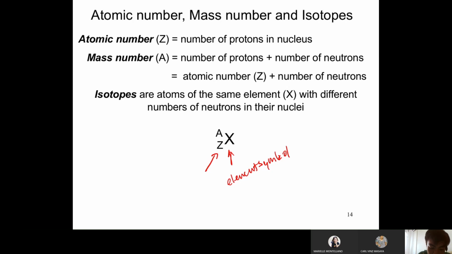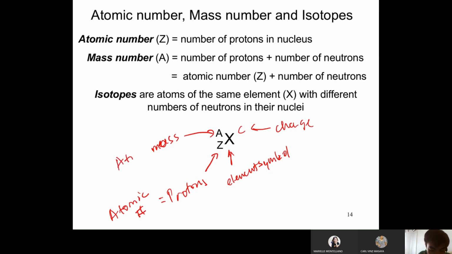Yung Z, yung number sa baba, this is the protons. Itong A, ito yung atomic mass. And may number din dito minsan, charge yan. So, hindi lang nila nilalagay. Okay, the number of proton actually corresponds to atomic number. The atomic mass corresponds to the sum of the protons and the neutrons. Okay, kasi sabi natin last time, di ba, mabibigat yung protons and neutrons. That's why the mass of the atom is usually galing sa protons and neutrons talaga.